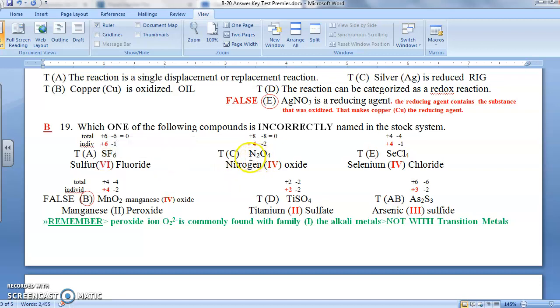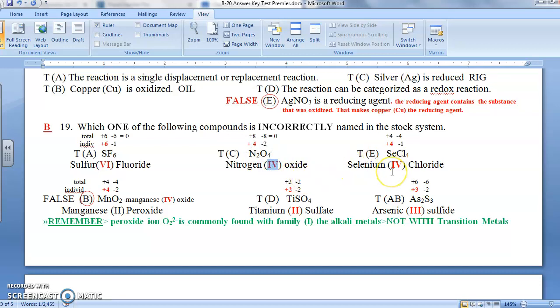This compound right here, we could call this dinitrogen tetroxide using prefixes. The stock system, though, does not use prefixes. So we have to figure out what nitrogen's oxidation number here is. Oxygen is the second strongest electronegativity at 3.5. It gets its number of -2. We've got 4 at -2 for a total of -8. Overall, the compound is 0, so the pluses would have to be 8, because 8 minus 8 is 0. We've got 2 nitrogens adding up to +8, so each of them would be +4. That would be nitrogen 4. That one's true.